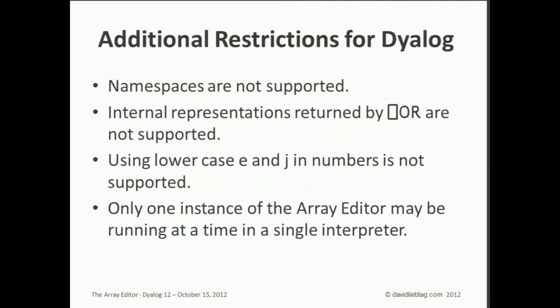There are a few extra ones for Dyalog, because Dyalog has slightly more sophisticated things that might exist in the workspace. The main one is that you can't edit references to namespaces. This is a temporary restriction that you have to use uppercase E and J when you're typing complex numbers and exponential numbers. And this one is also, I put it up here for completeness, but you're not likely to want to run more than one at a time anyway.